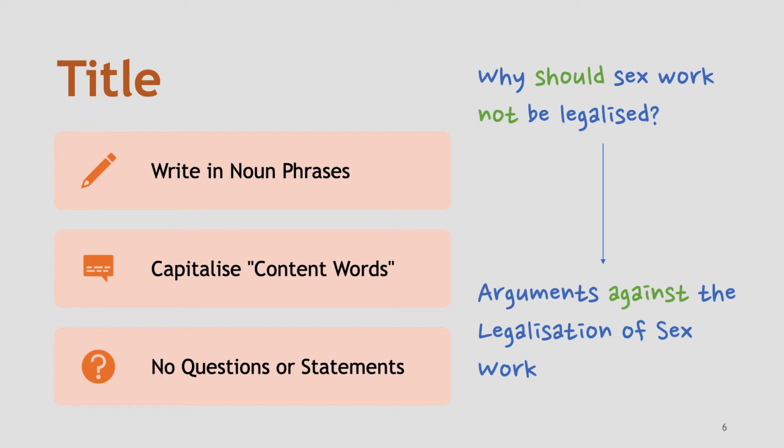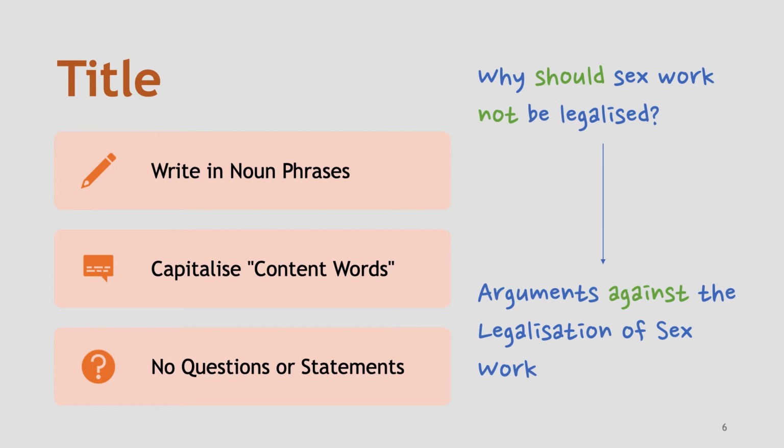I'm not trying to stipulate or to fix a particular kind of writing rule for setting up a title, but if we want to observe the idea of concise writing, when you think about setting up a title for your essay, it would be better if you can write it in some sort of a noun phrase. So we have an example here, like the topic, why should sex work not be legalized? Maybe you want to say something in the title like arguments against the legalization of sex work.